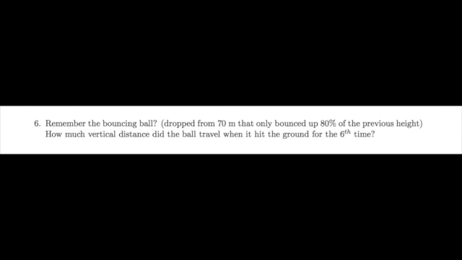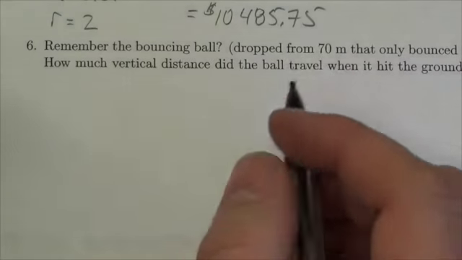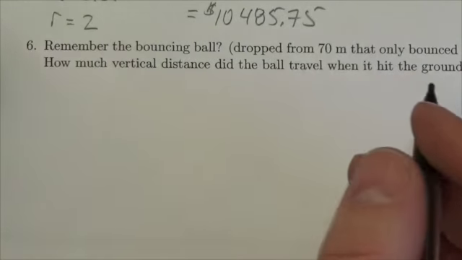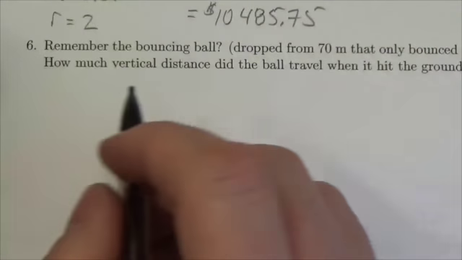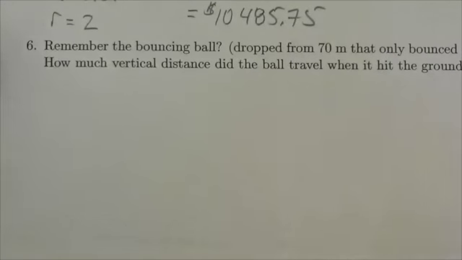Remember the bouncing ball? Dropped from 70 meters, it only bounced up 80% of the previous height. How much vertical distance did the ball travel through when it hit the ground for the 6th time? So we're coming back to the ball. Now, in this particular case, we're asking for the total vertical distance that the ball traveled.